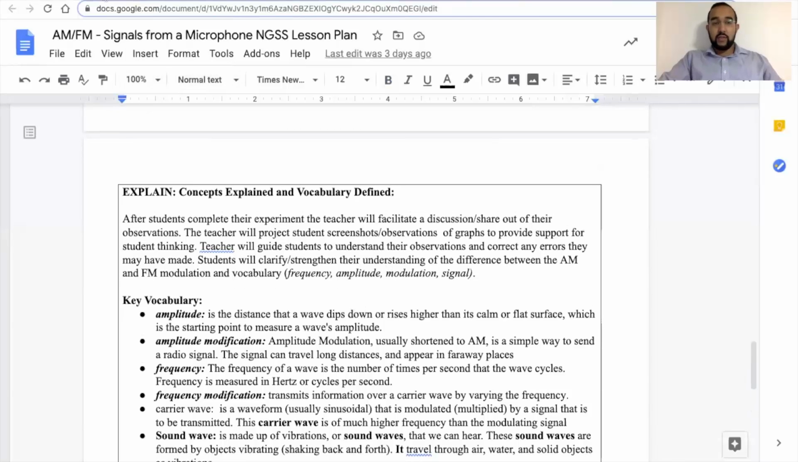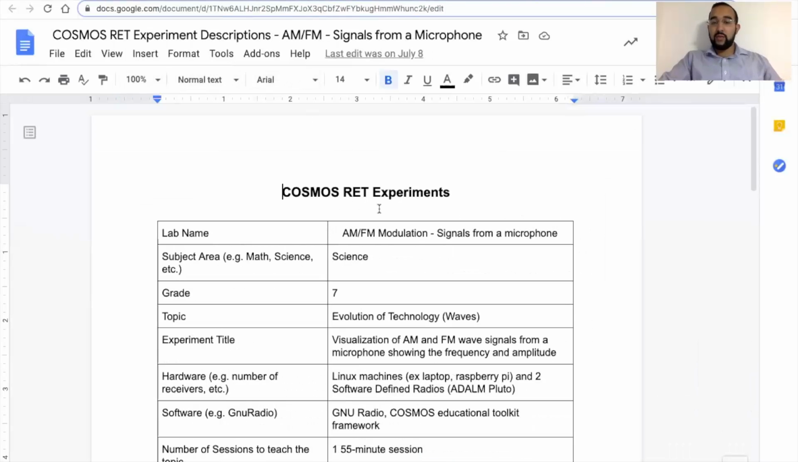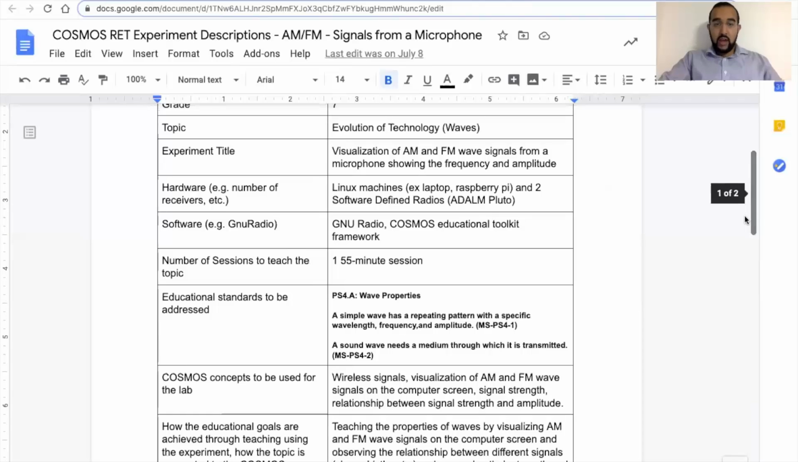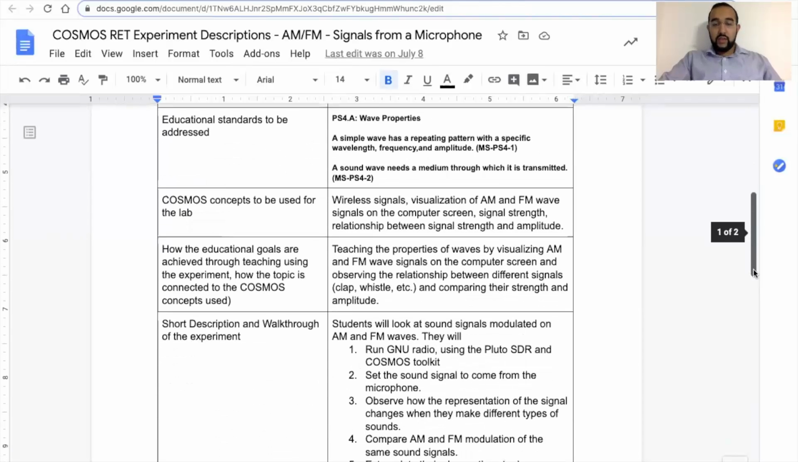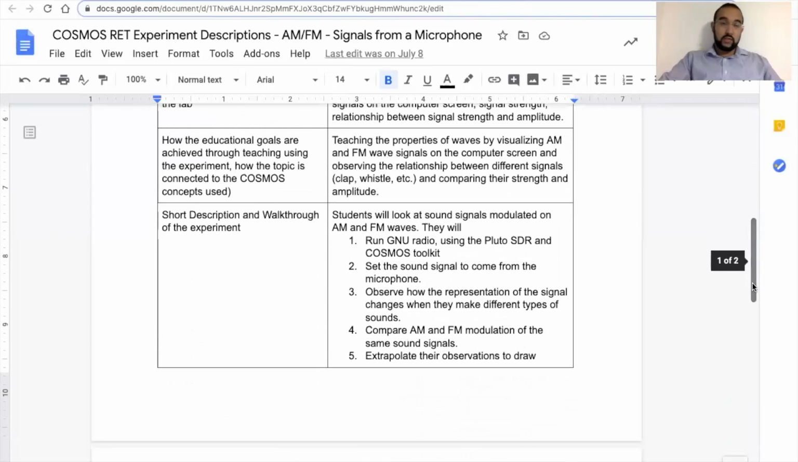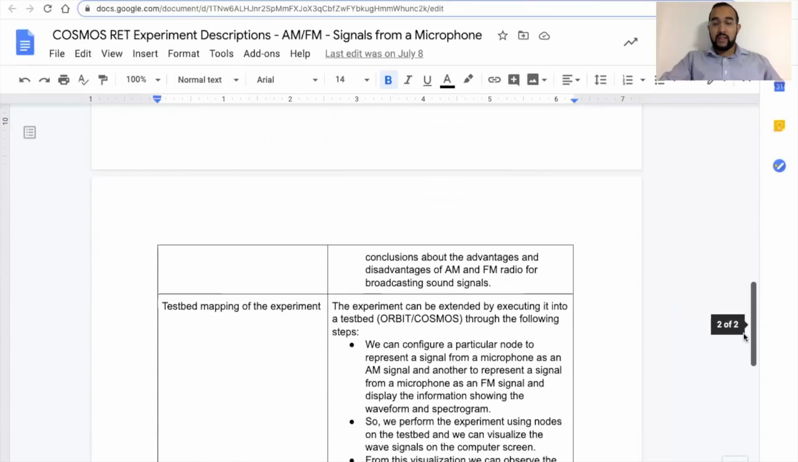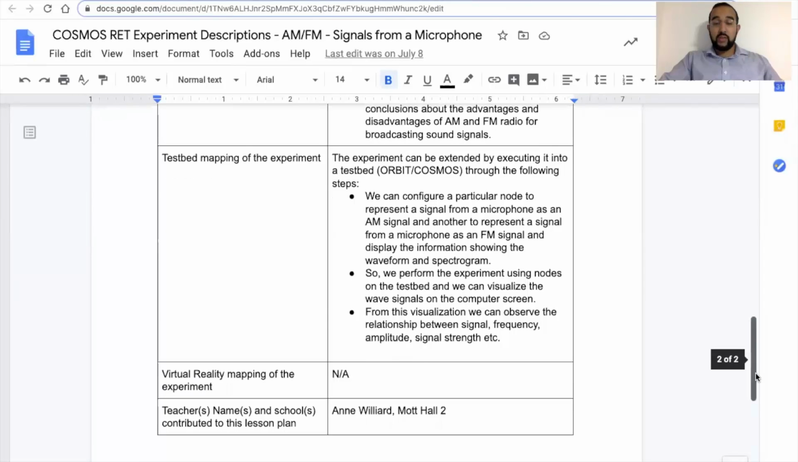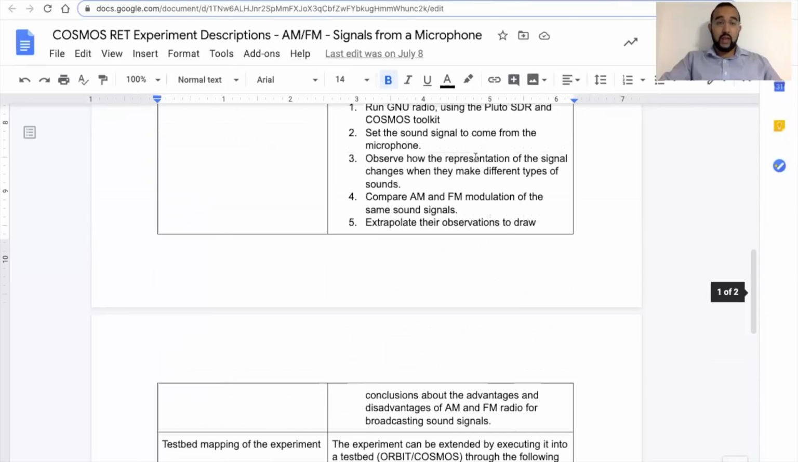Next thing you have to look at is the Cosmos experiment. This document explains the experiment step by step. It gives you the instructions on what you need to do, what the students need to do, what materials you need, and how you need to conduct the experiment. So you take a look at this document. If you want, you can share this document with your students as well.